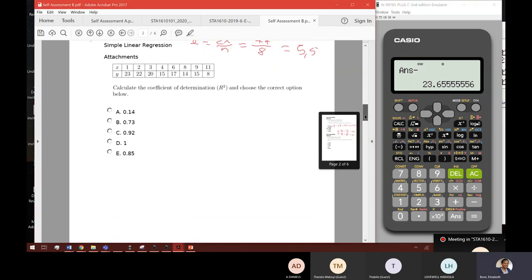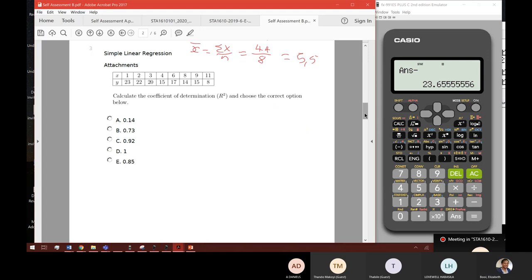Okay. So what do you get for number 3? It asks for the regression. Remember also, you can use formulas or you can use your calculator.